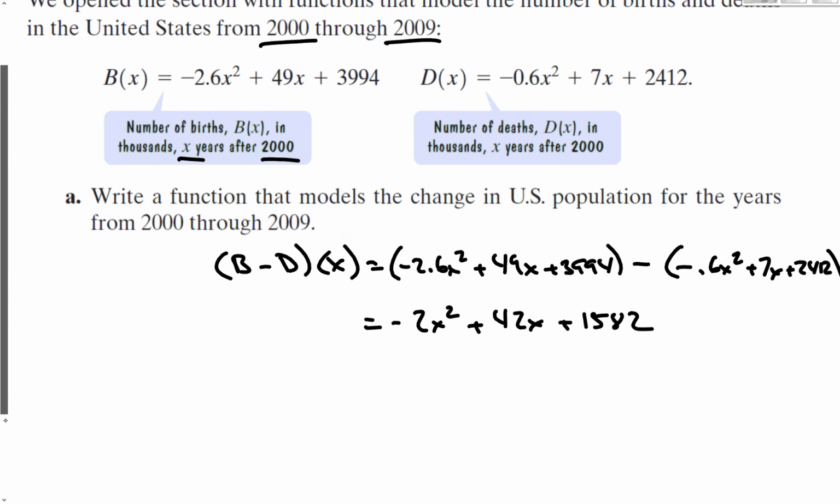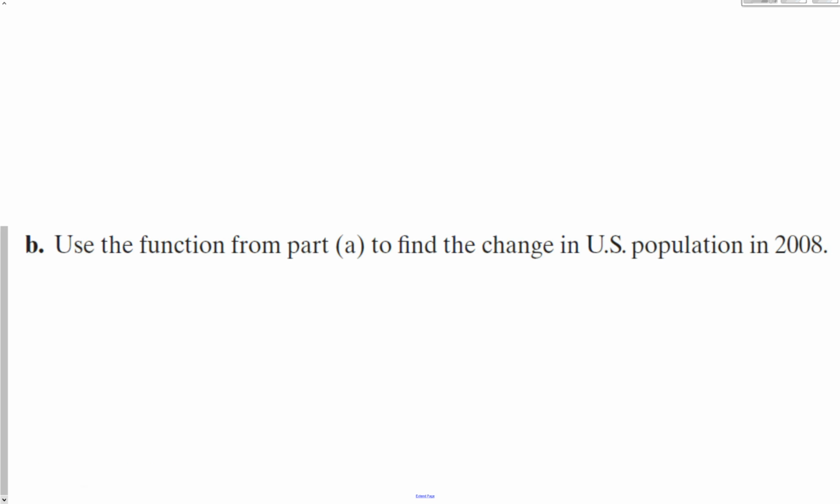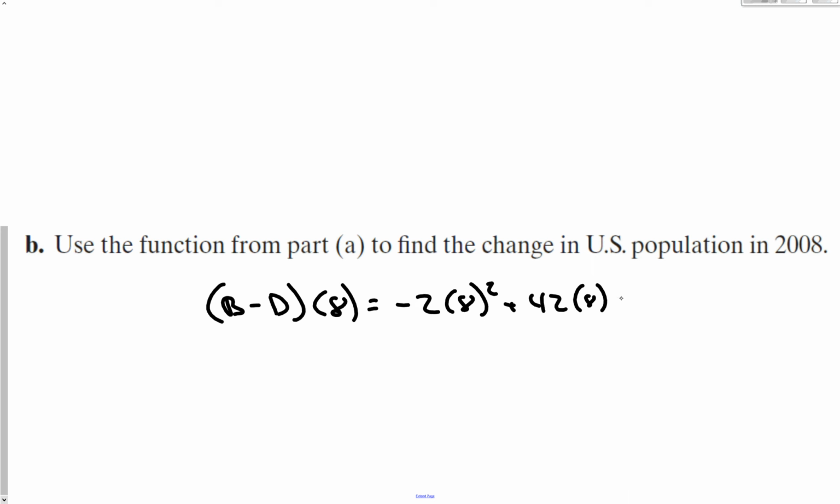So if I wanted to, say, use the function to find the change in US population in 2008, I could very easily figure that out by finding births minus deaths of 8. 2008. Okay, so I start with negative 2 times 8 squared plus 42 times 8 plus 1582. Okay. And if I work all this out on my handy calculator, I get 1790. Okay.